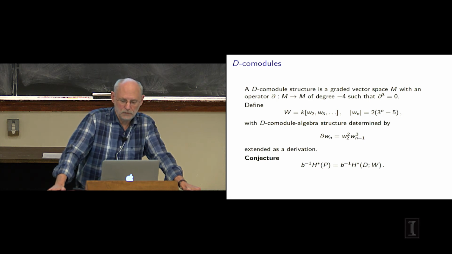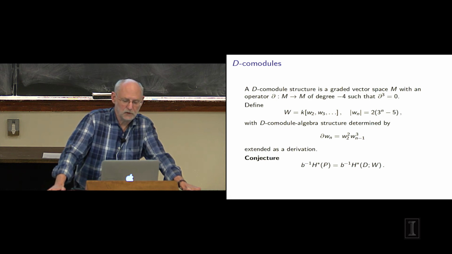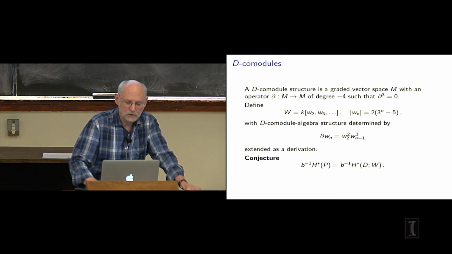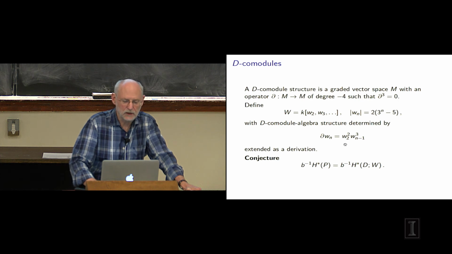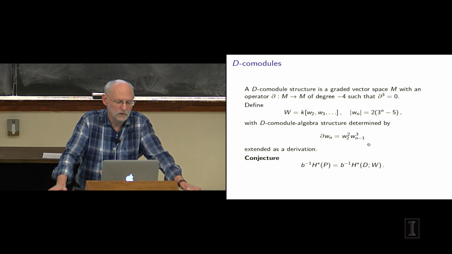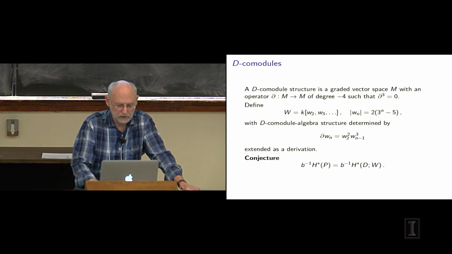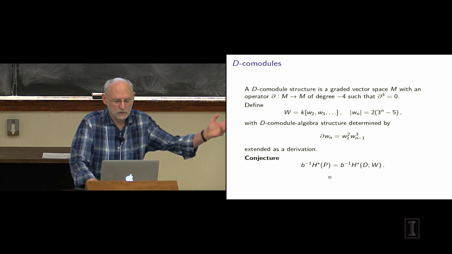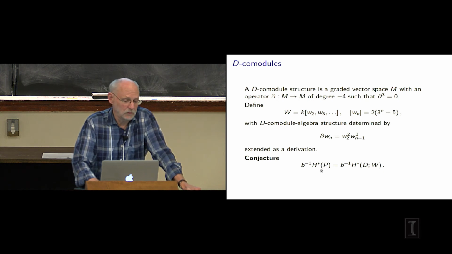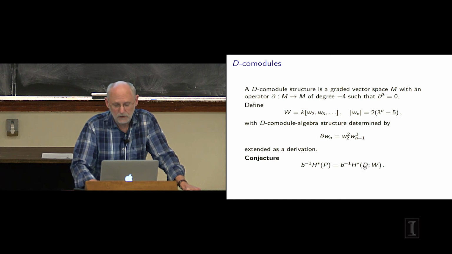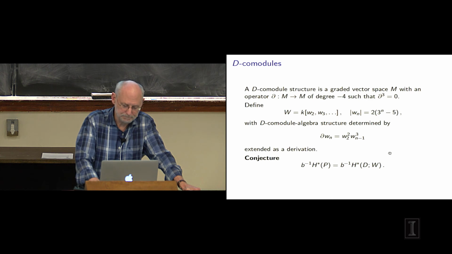Anyway, here's the way I think that it comes out. I just define a comodule over that truncated height p polynomial algebra like this, by declaring you have these w's of some dimensions, and the boundary operator is given by this formula. And then I do believe that the localization isomorphism, analogous to something we had before, is just saying the localized cohomology of P is the same as the localized cohomology of D with these twisted coefficients.